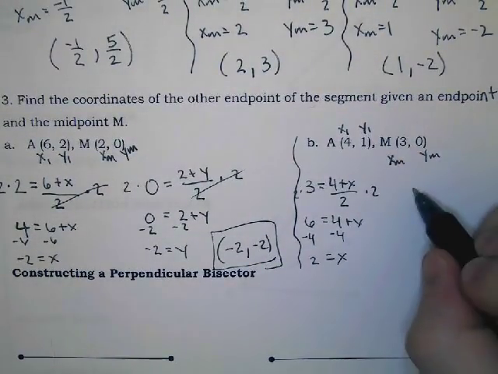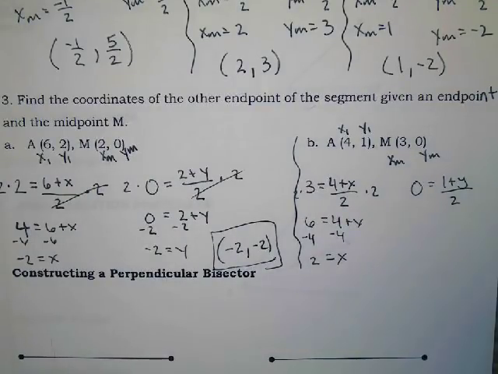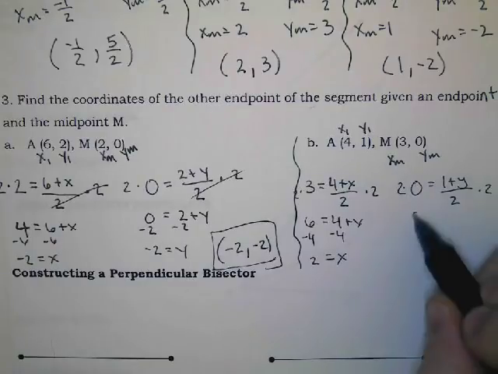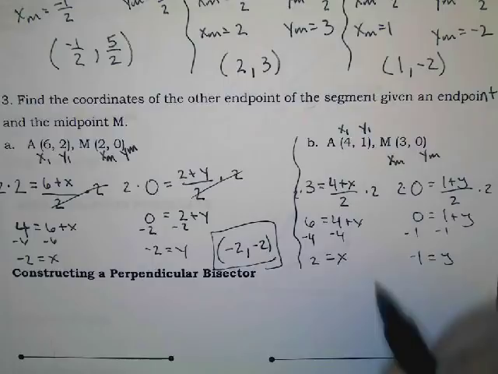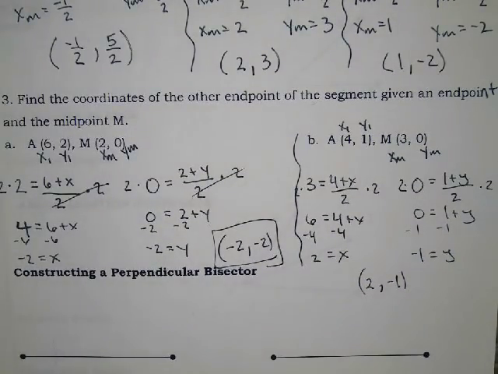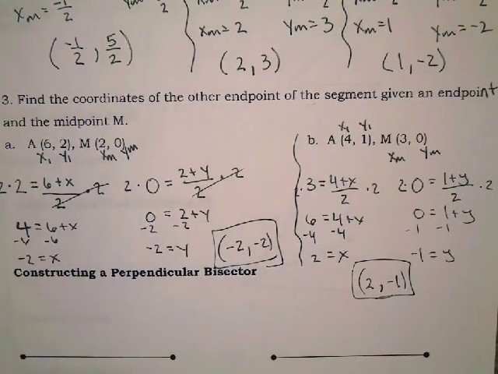Now to find the y, we'll say 0 is equal to 1 plus y divided by 2. Multiply both sides by 2 and we get 0 is equal to 1 plus y. Subtract 1 and we get negative 1 is equal to y. So we have 2 comma negative 1 is our other endpoint. So that's how we can use the midpoint formula to not only find the midpoint, but also to find other endpoints if given a midpoint.